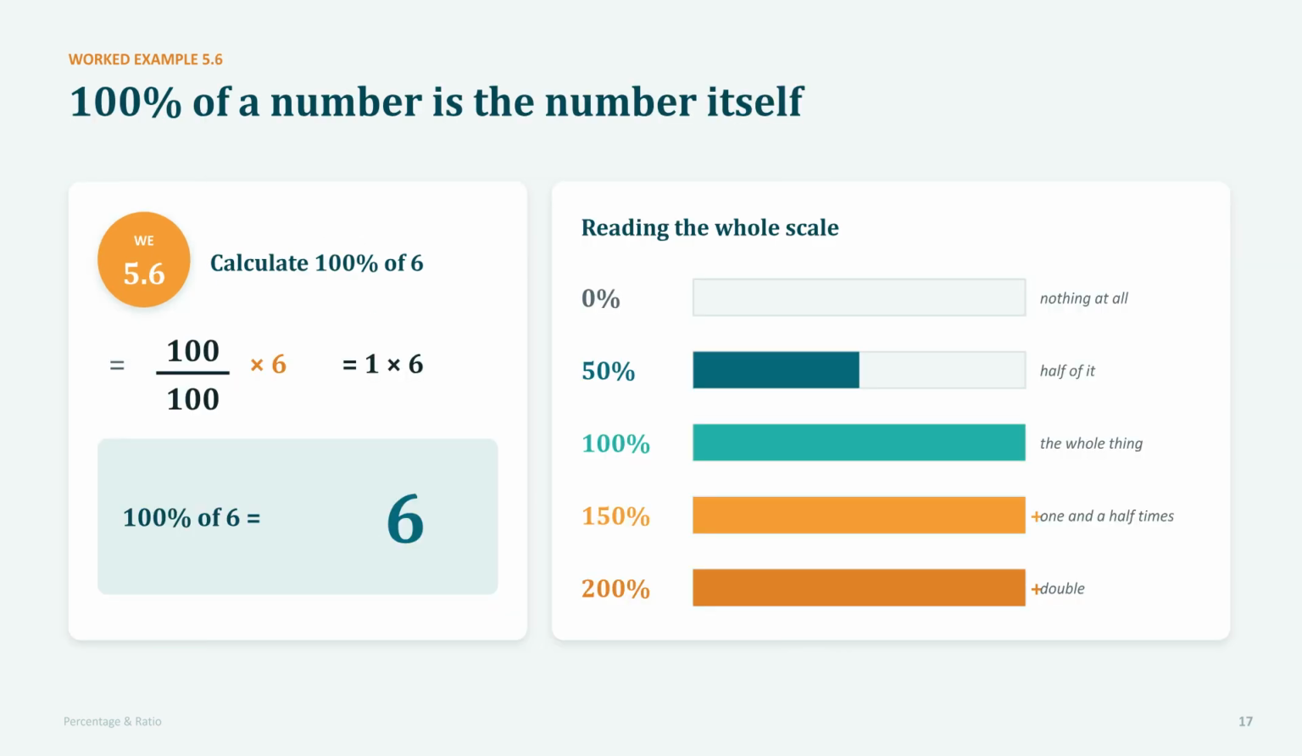Understanding 100% is crucial. It always represents the whole amount. So 100% of any number is simply the number itself. You can see how this scales from nothing at 0% to double at 200%.